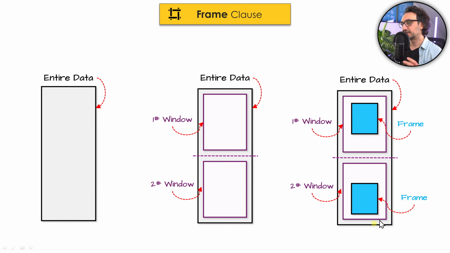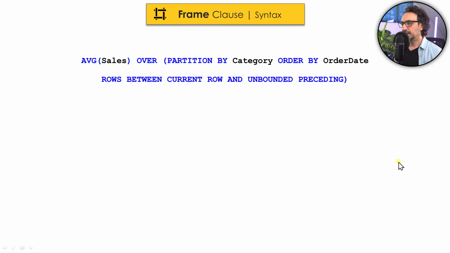Alright, so now let's go and understand the syntax of the frame clause. Let's have the following example. We are saying the window function is the average of sales, and then we define the window. So we have the first part, partition by categories, order by order dates, and then we have the frame clause. It's going to be the following: rows between current row and unbounded preceding.